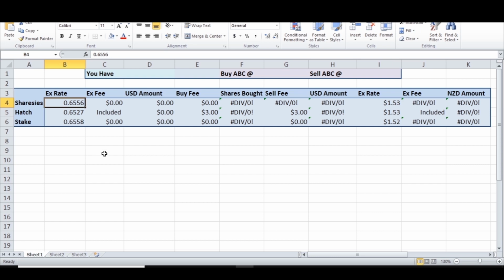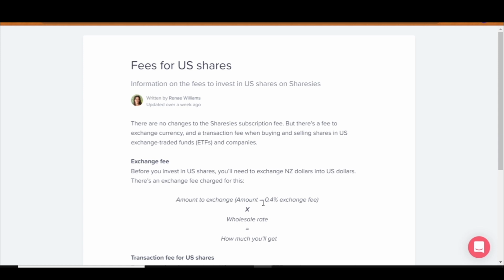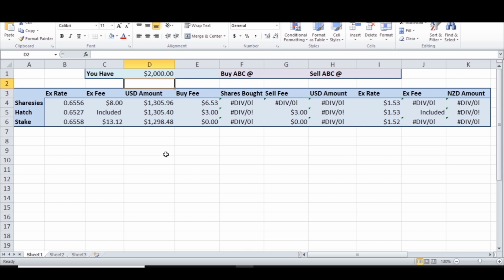Okay, now let's say you have $2,000 you want to invest in a US company. So let's come up here and type in that you have $2,000. So 2,000, enter. Now, when you exchange that $2,000 into US dollars, there will be a fee. And I have set up this table so it works out the fees automatically. But just to go through the fees, if you have a look at Sharesies, they will charge 0.4% of the amount being exchanged. So if we come back to our spreadsheet, I have put the formula of $2,000 times 0.004, which is 0.4% in decimal amount. See, I knew there was a reason why I paid attention in maths class. Okay, let's keep moving on.